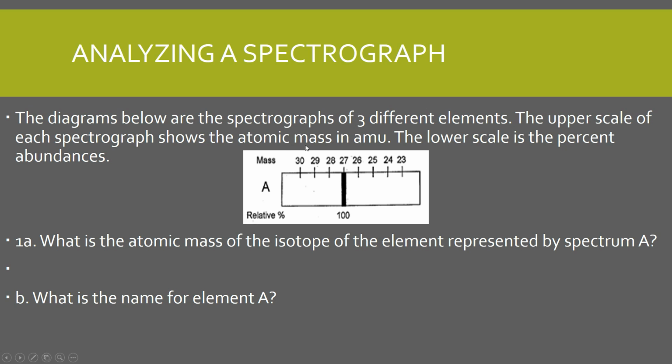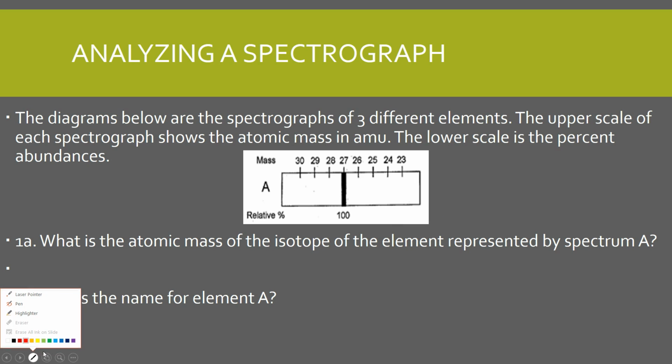So this isn't official, but this is mimicking what the information would look like if you were using that spectrometer, and what you do with it. We're going to work through 3 examples with elements A, B, and C. This is the spectrograph for element A. Across the top, we have their mass. Across the bottom, we have their percentages.